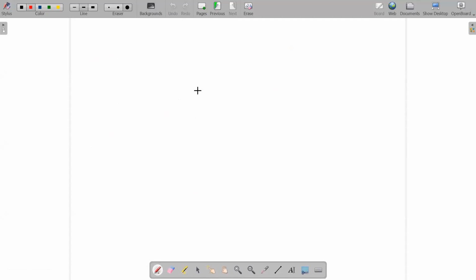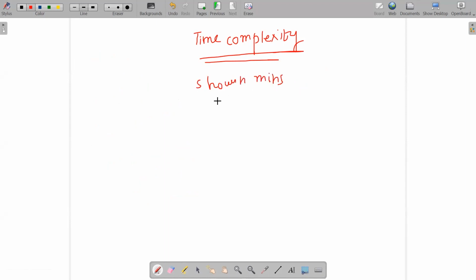So my first question is, what do you mean by time complexity? How to measure the time our program is taking to execute? How to measure that, by the way? Seconds, hours, minutes, what is the measure? Anyone knows that? Big O. Big O is a notation, I guess.